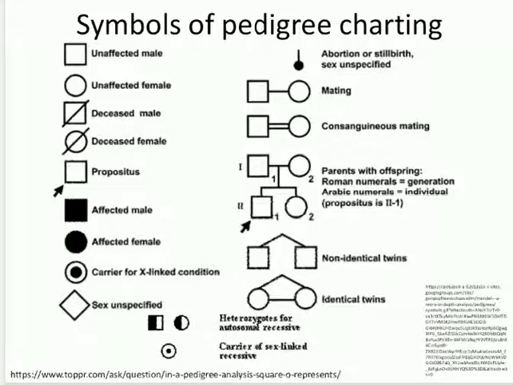Now see on the left side, the fifth symbol from top, that is called propositus. You can see that there is a square with an arrow from the left side bottom. Propositus is a male person who is affected by a genetic disorder and who is coming to the clinician. Proposita is a female person who is affected and coming to the clinician. So you can use a broad term called proband. Proband means they are the affected people who are having the clinical manifestation and are coming to the clinic.